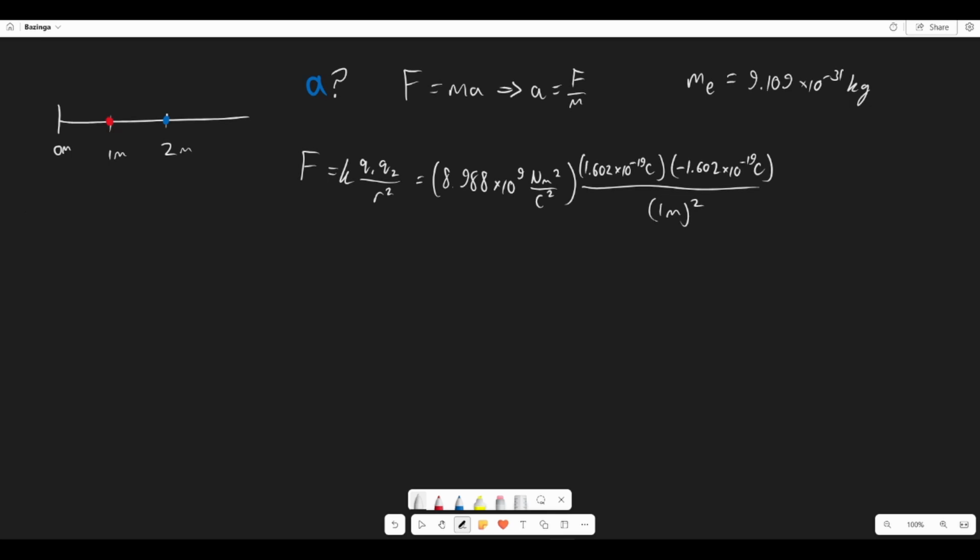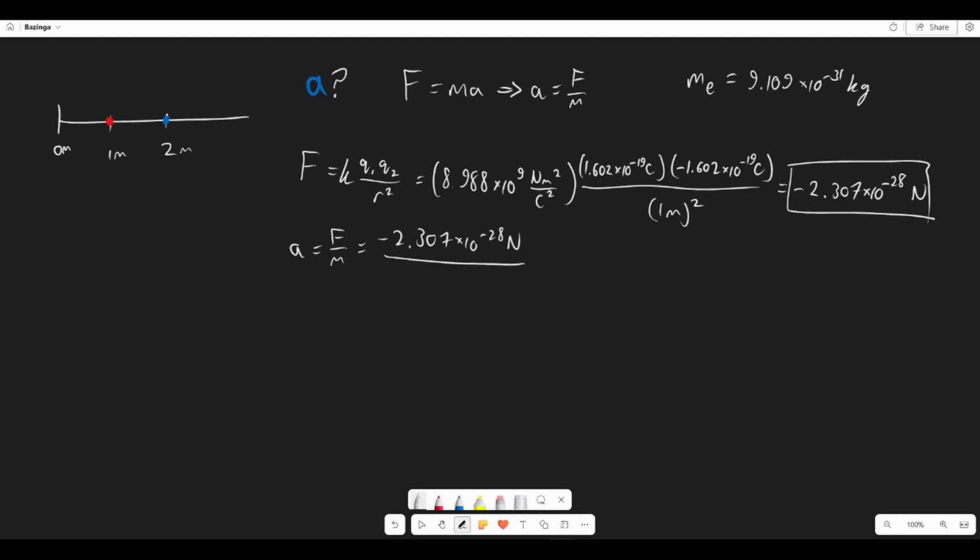Plugging this into a calculator yields a force of negative 2.307 into 10 to the minus 28 newtons. Now to solve for the acceleration, we plug back in the force and the mass, and calculate an acceleration of negative 253.2 meters per second squared.